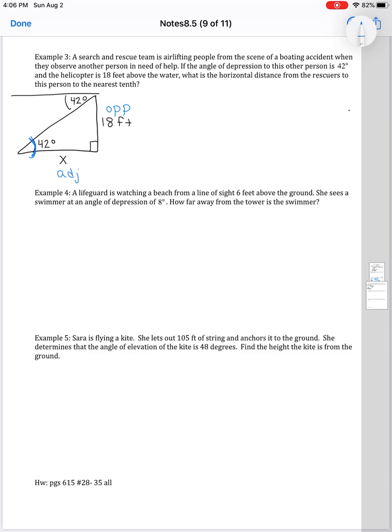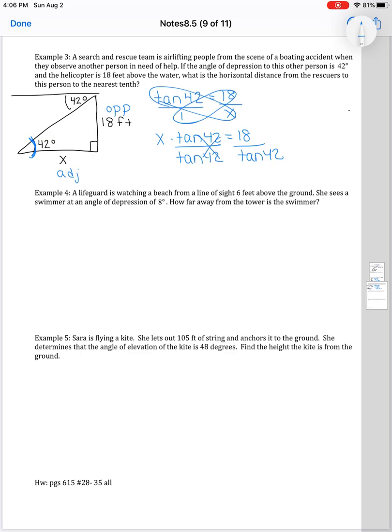According to that, I've got 18, which is my opposite, and x, which is my adjacent. If I have opposite and adjacent, that's tangent. So tangent of 42 equals opposite over adjacent. My variable again is in the denominator, so when I cross multiply, I'm going to end up dividing when I isolate the x. So I get 18 divided by the tangent of 42, and that gets me about 19.99, but I'm being asked to round to the nearest 10th. So this 9 is going to round up to a 0, and you get about 20.0 feet for your final answer for that one.